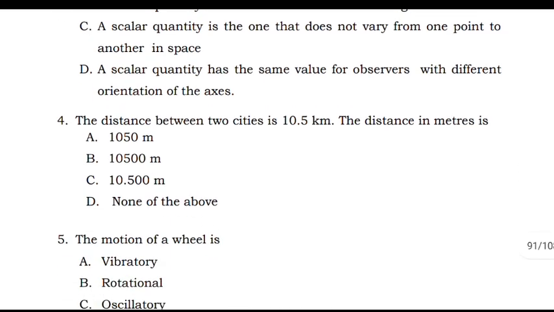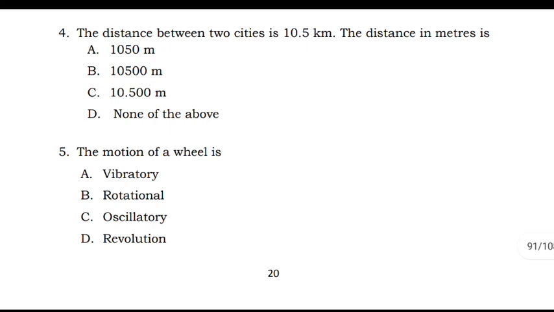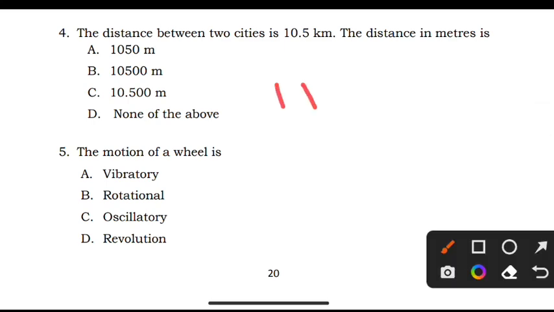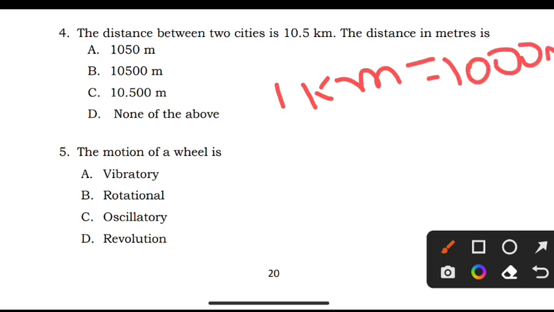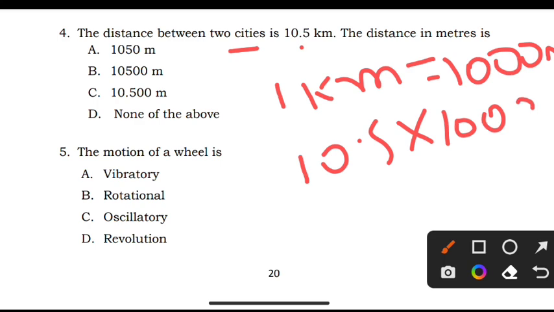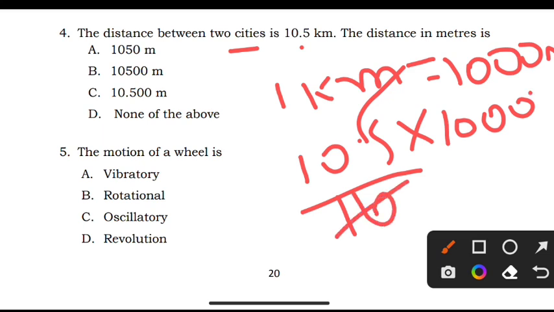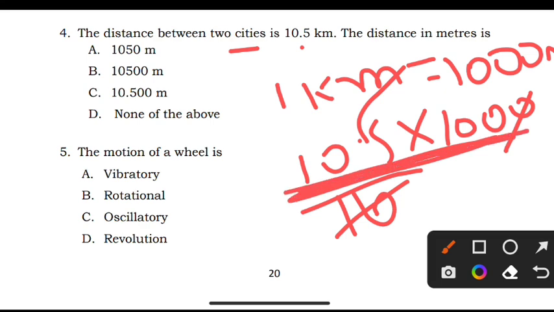And the next question, question number 4. The distance between two cities is 10.5 km. The distance in meters is? You know that 1 kilometer equals 1000 meters, right? So here is the question. The distance between two cities is 10.5 kilometers. The distance in meters: so 10.5 into 1000, we shift the decimal, and 10,500 meters will be the correct answer. Here you can multiply 105 into 100, so we will get 10,500 meters. Option number B will be the correct answer.